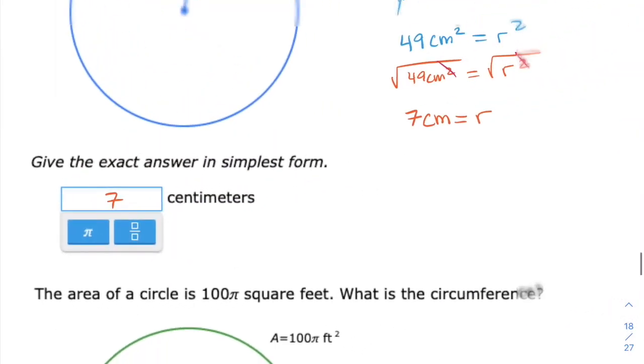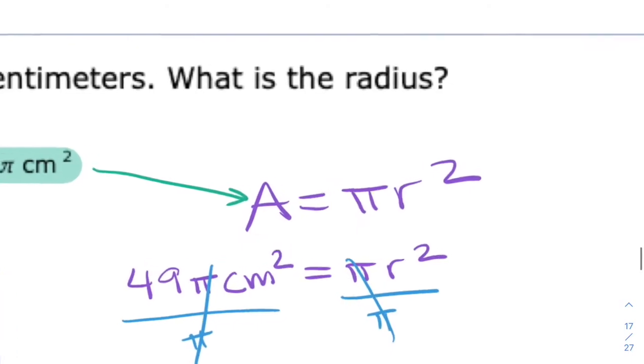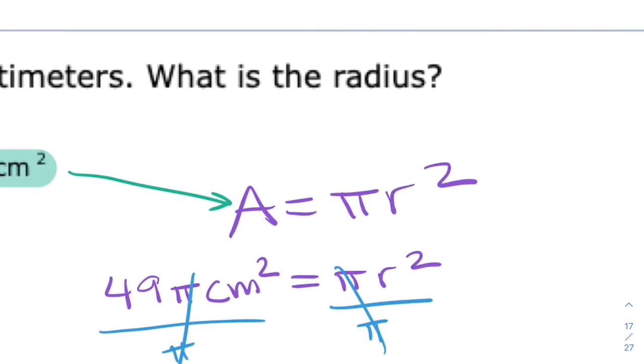You can always, always, always check your work. So if we were to do 7 times 7, we would get 49. So if we put 7 back into the original equation, you will get 49, and then centimeters times centimeters is centimeters squared. So you have 49 centimeters squared times pi.